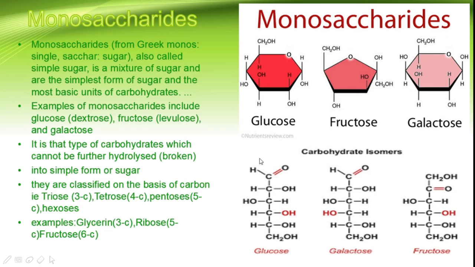It is that type of carbohydrate which cannot be further hydrolyzed. It cannot be broken down into simpler sugars. They are classified on the basis of carbon: trioses mean 3 carbon containing, tetroses 4 carbon, pentoses 5 carbon, hexoses 6 carbon. Examples: 3 carbon containing is glyceraldehyde, 5 carbon containing is ribose, and 6 carbon containing are glucose and fructose. On the right side are the cyclic and open structures of glucose, fructose and galactose.